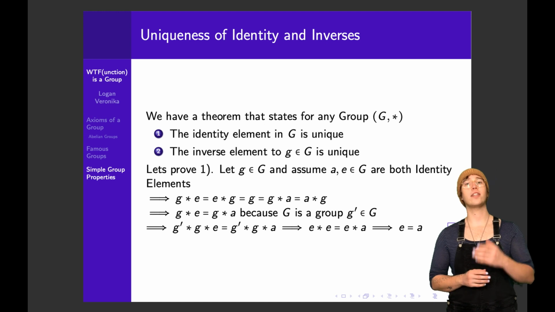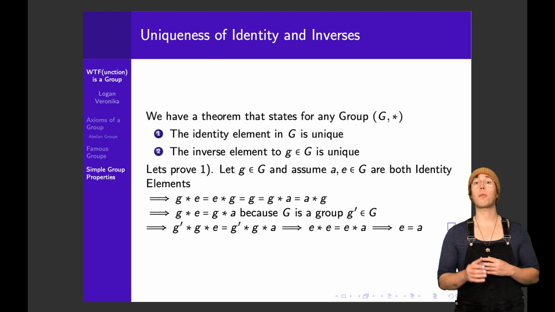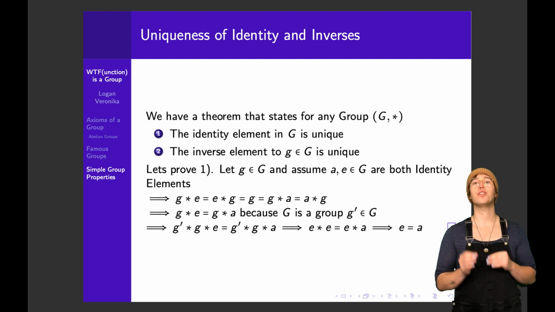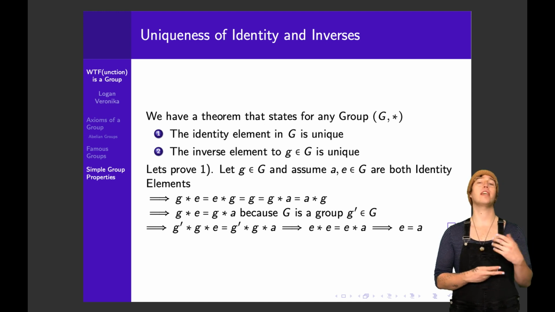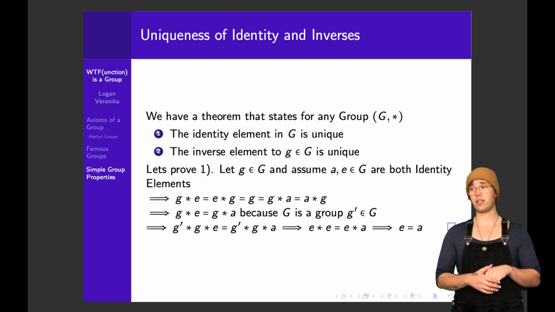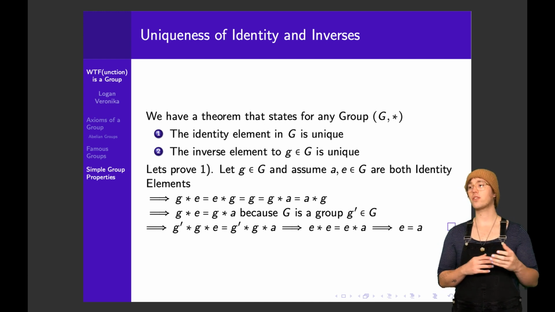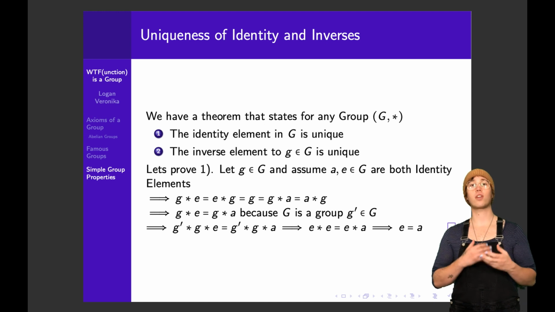We're going to let g be in G and assume that A and E are both identity elements in G. Well, by the definition of the identity, g star e is equal to e star g, which is equal to g, and if a is an identity element, we can say the same thing. g is equal to g star a, which is equal to a star g. And so then that would imply that g star e is equal to g star a.